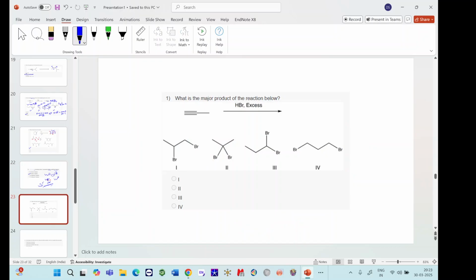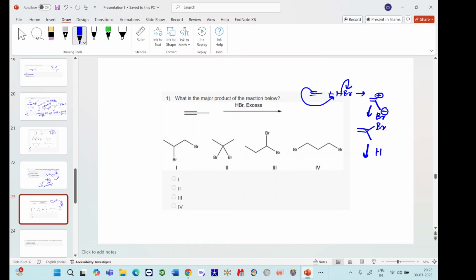So what is the major product of the reaction below? Okay, let us draw it as HBr. Now a similar thing will go, generate the positive charge, and this one will be much more stable, right? And bromine minus will come, and you will have this compound here.